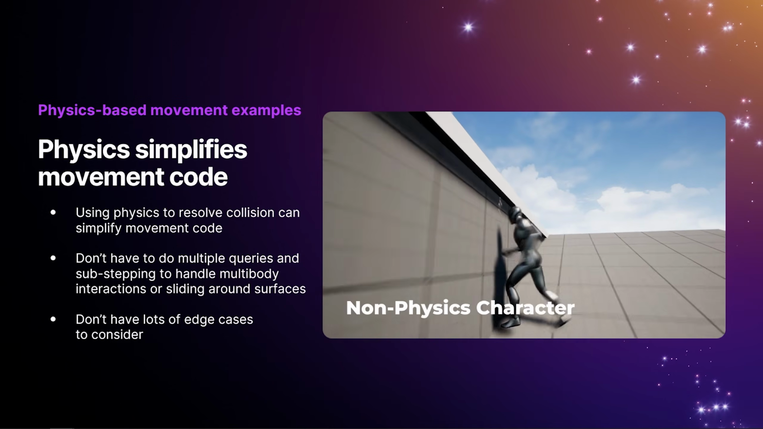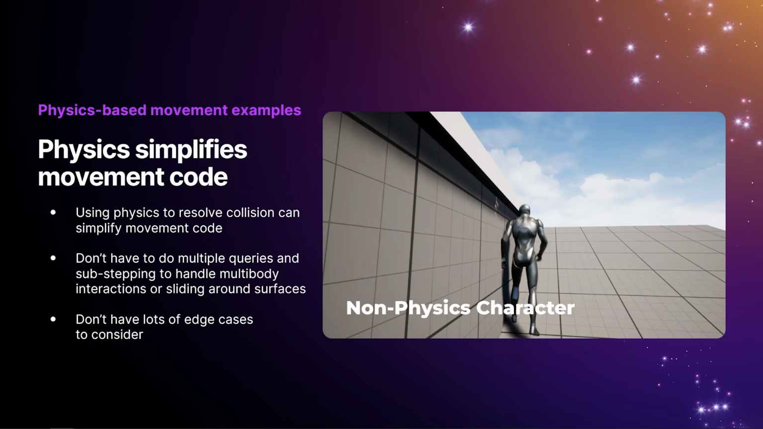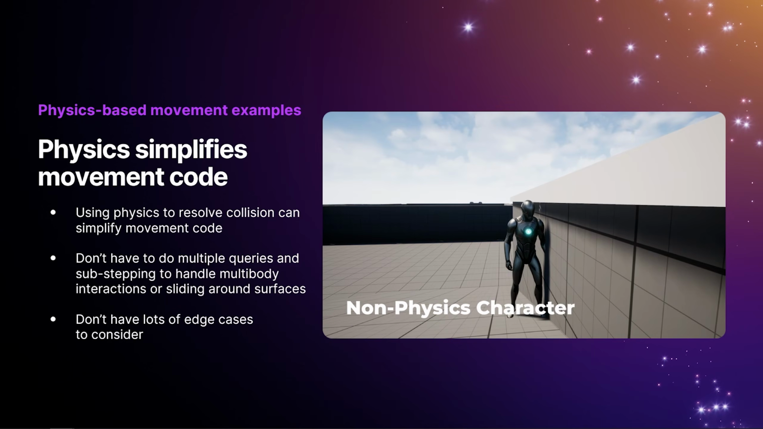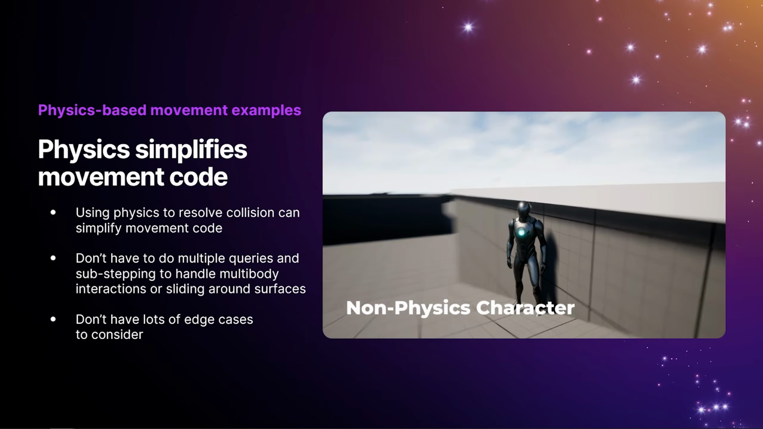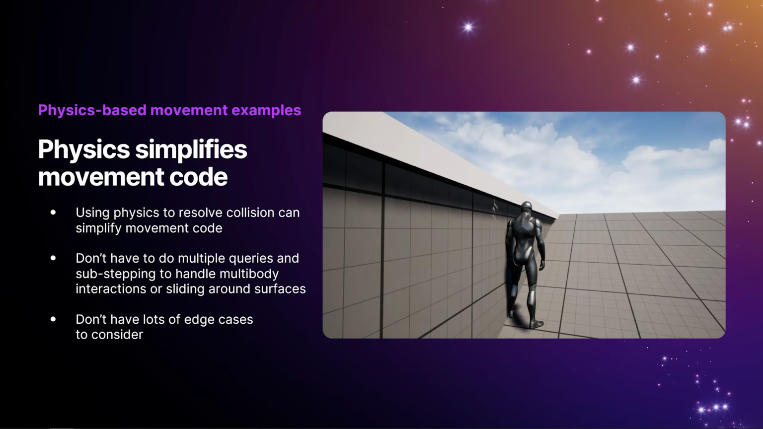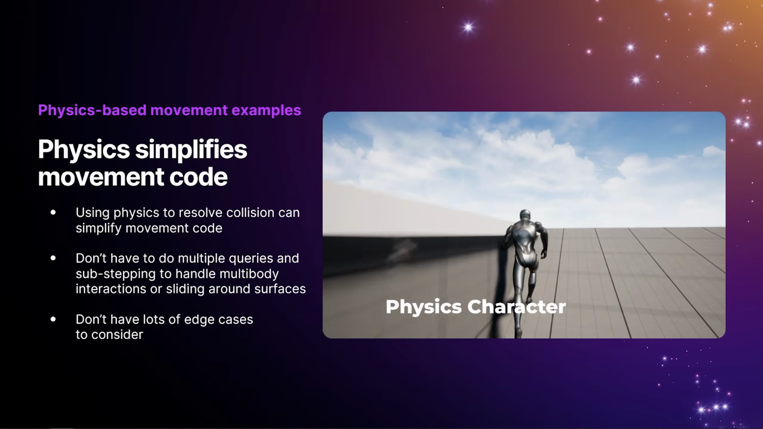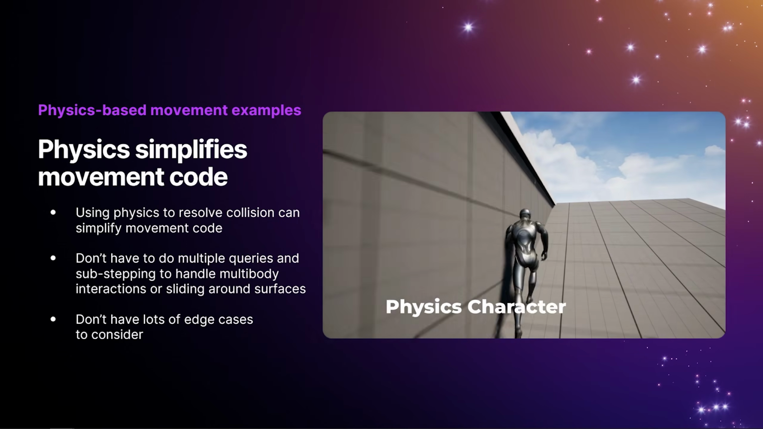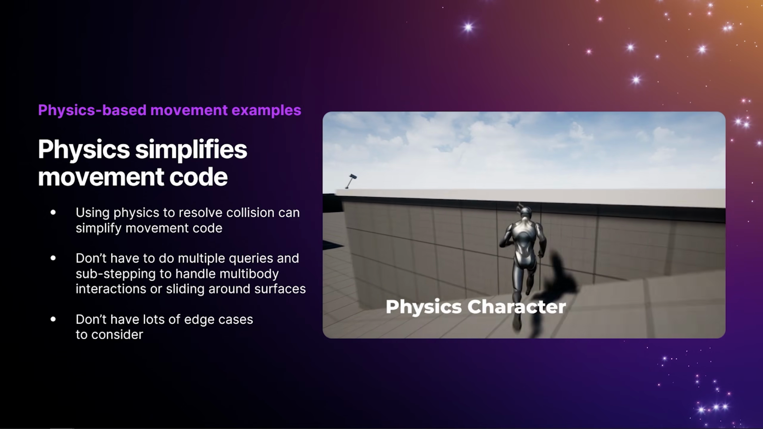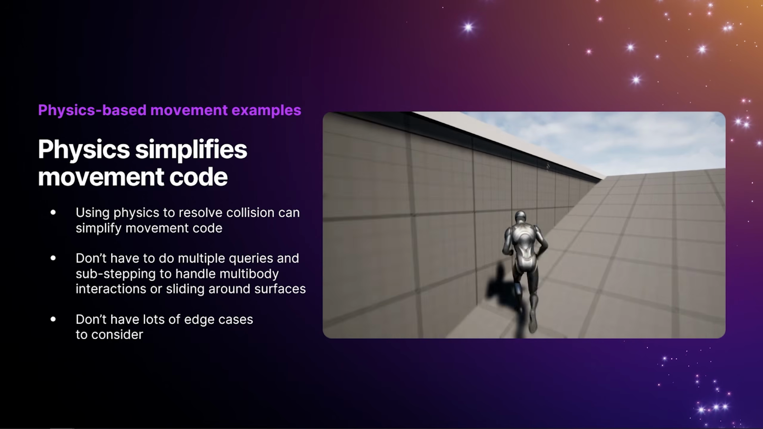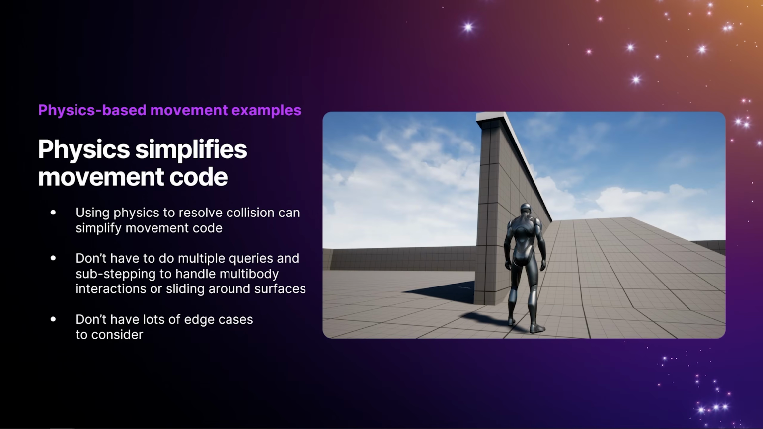I mentioned using physics collision can simplify movement code. This is an example of this. This is the kinematic mover character, and this is one of the edge cases that it doesn't quite handle at the moment. So, sliding up a slope where there's a slight lip on the wall that you're sliding against. For the kinematic character, it's doing queries as it's going along. It detects that lip, sees it as a ceiling, and stops the character from moving.